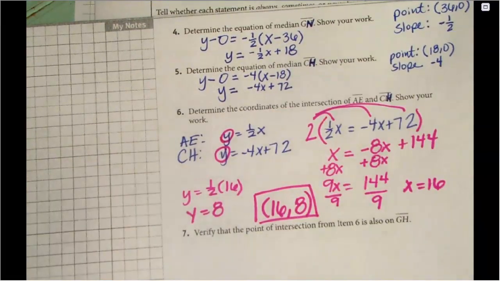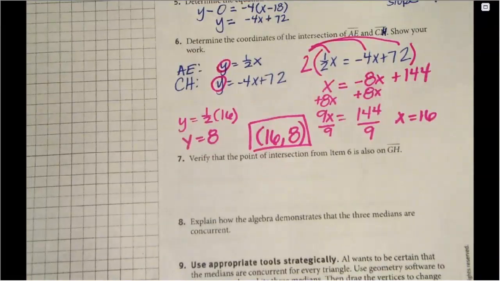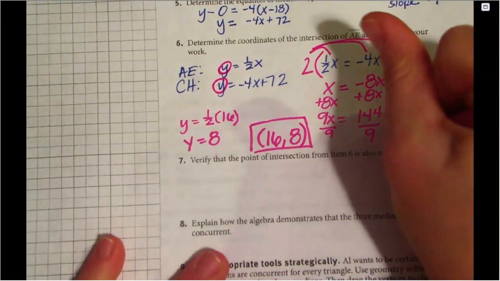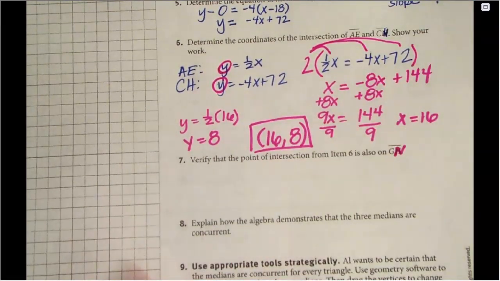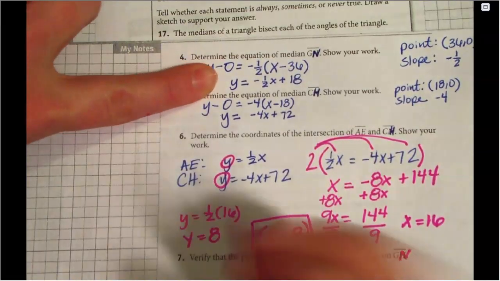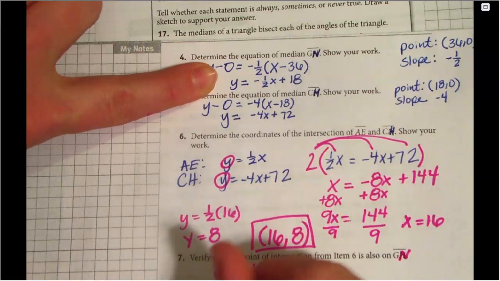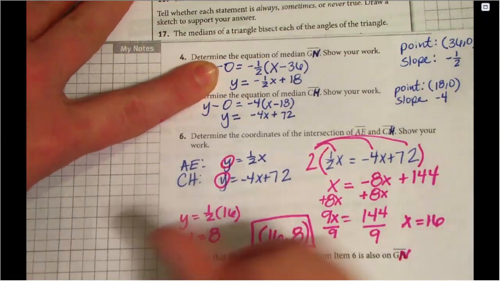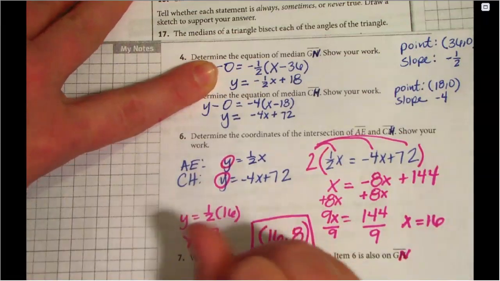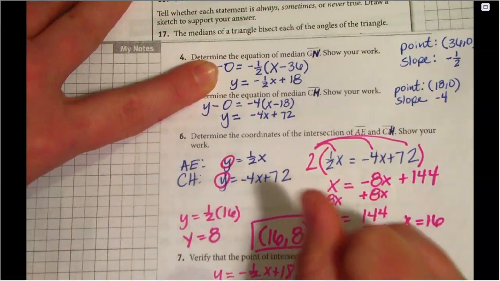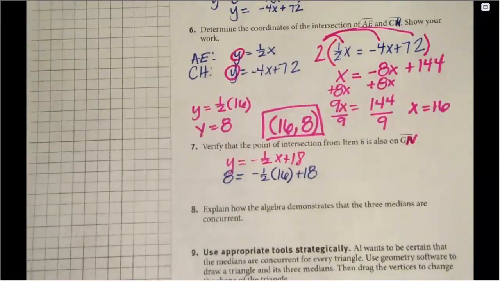Just like that. Okay, now it says verify that the point of intersection for item 6 is also the point of intersection for GN. Remember, we changed that, GN. So I need the equation for GN that I have right here, which is y equals negative 1/2 x plus 18. And what I'm going to do to check is plug in. 8 is my y value. 16 is my x value. So I've got that plugged in.